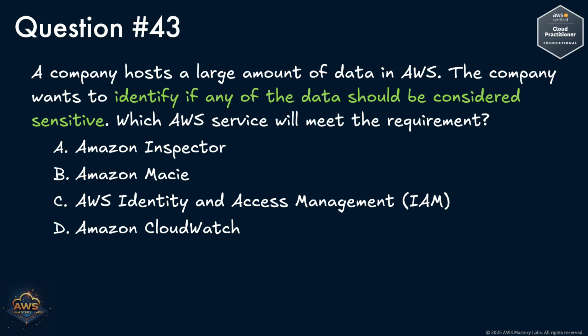In this scenario, we begin with a company that hosts a large amount of data in AWS. A clue that this use case involves data storage services like Amazon S3. The core objective is to identify whether any of the data is sensitive, pointing to a need for automated data classification, pattern recognition, or PII detection. This isn't about access permissions or infrastructure compliance. It's about understanding the content of the data. So we need an AWS service purpose-built for scanning and classifying stored information to determine sensitivity levels.